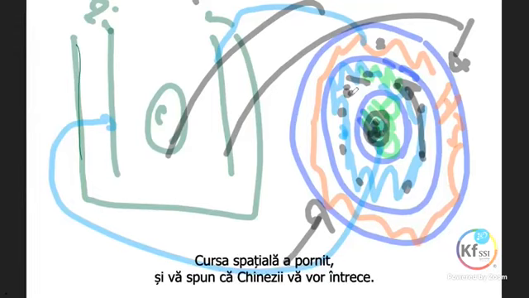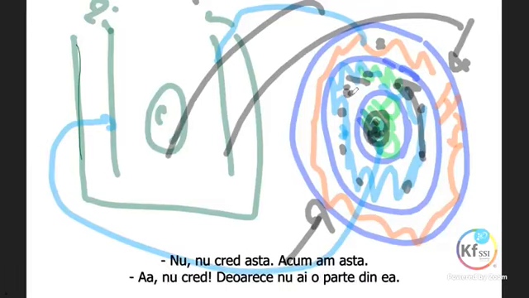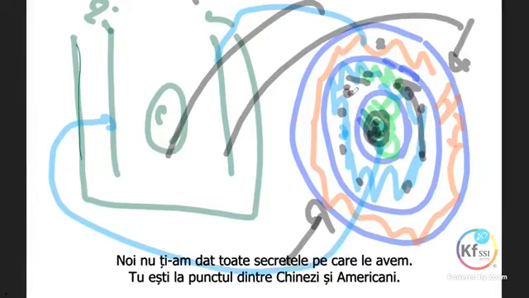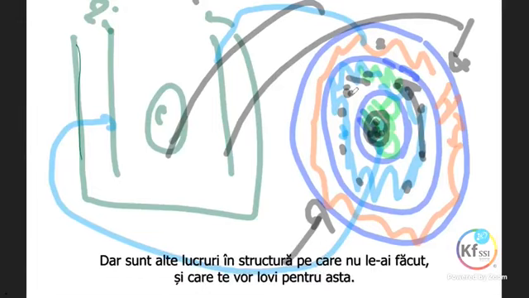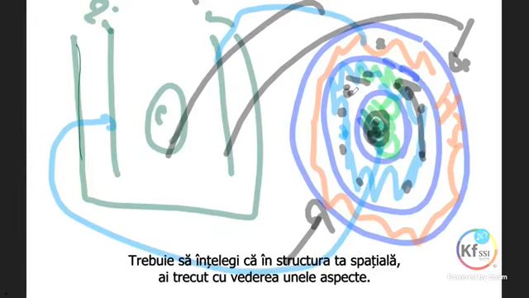The space race is on. And I'll tell you, Chinese are going to beat you. No, I don't think so. Now they have this. No, I don't think so, because you don't have a part of it. We haven't given you all the secrets, have we? We are at a point between the Chinese and the Americans, but there are other things in the structure you haven't done, is going to kick you for it. You have to understand, in your space structure, you're overlooking some points.